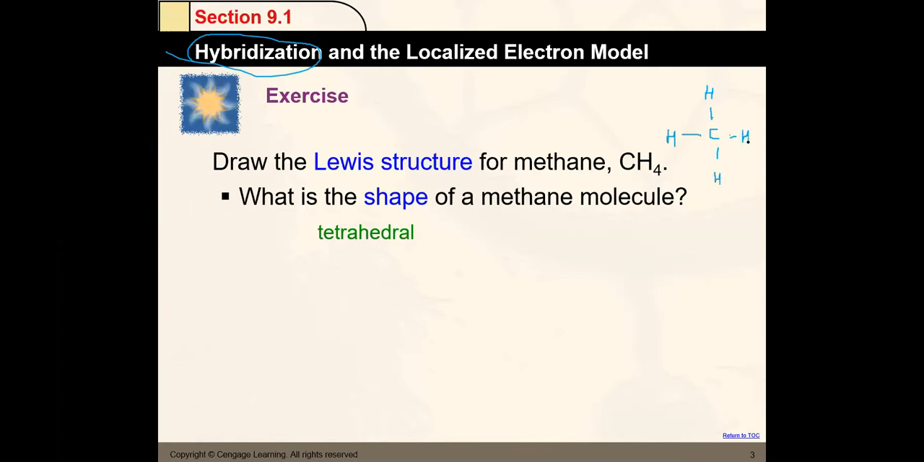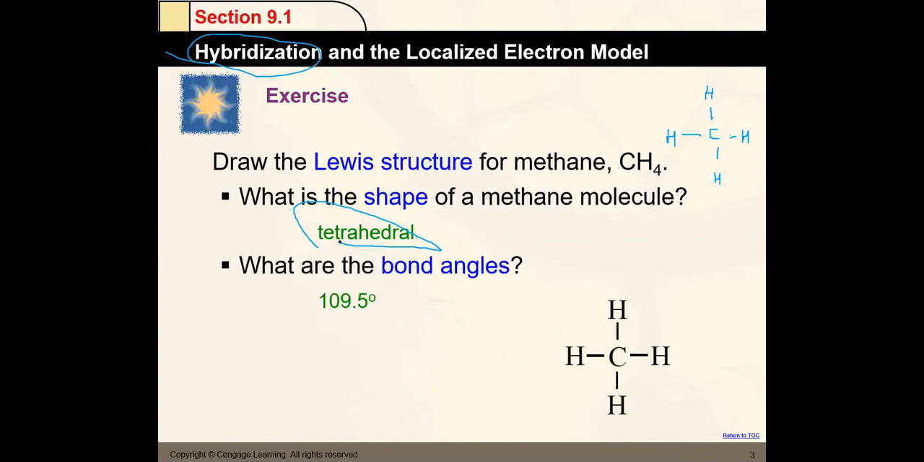So 4 electron groups, 0 lone pairs. The geometry is tetrahedral, which is exactly what we see here. The shape of the molecule is tetrahedral. What are the bond angles? The bond angle is 109.5 degrees. And so here is the molecule. This is what we have for the conventional procedure that we did in Chapter 8.